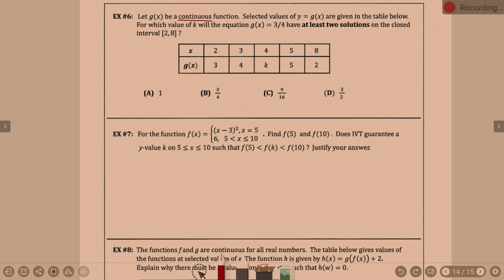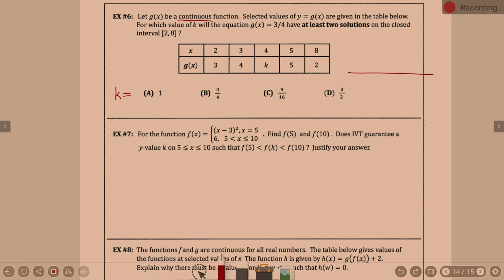So what you have to remember here, because there's a lot going on in this question, isn't there? These are all k values. Okay, so those are k values that we're trying to pick here. Will the equation g of x equals 3/4 have at least two solutions on the closed interval 2 to 8?